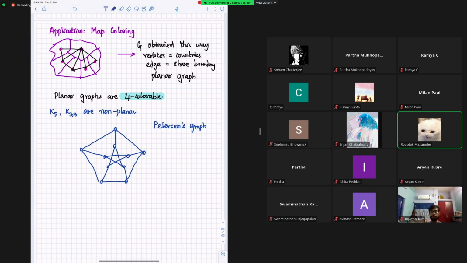Ma'am, if it were planar, then we could draw it in a plane without edge crossings, and we could contract those edges, the ones which connect the star to the outside pentagon. And you will get that K5 is planar. Yes, ma'am. Right, exactly.